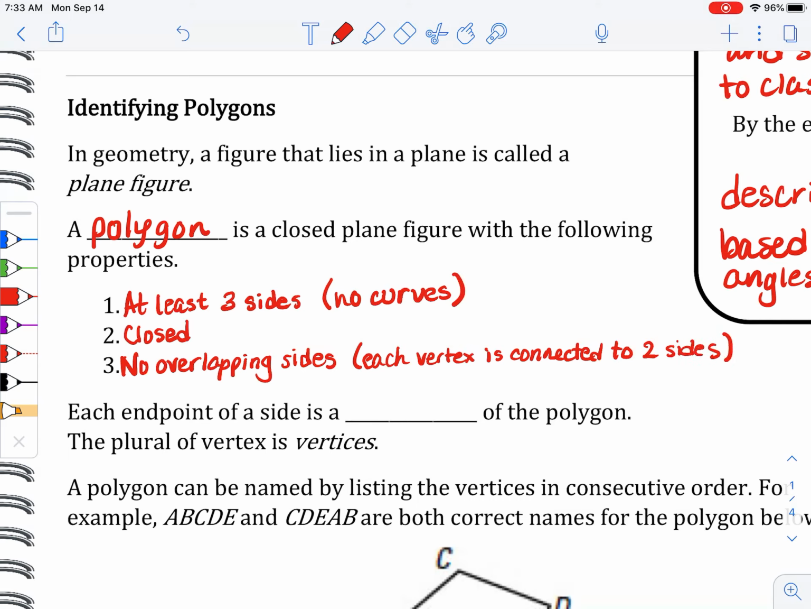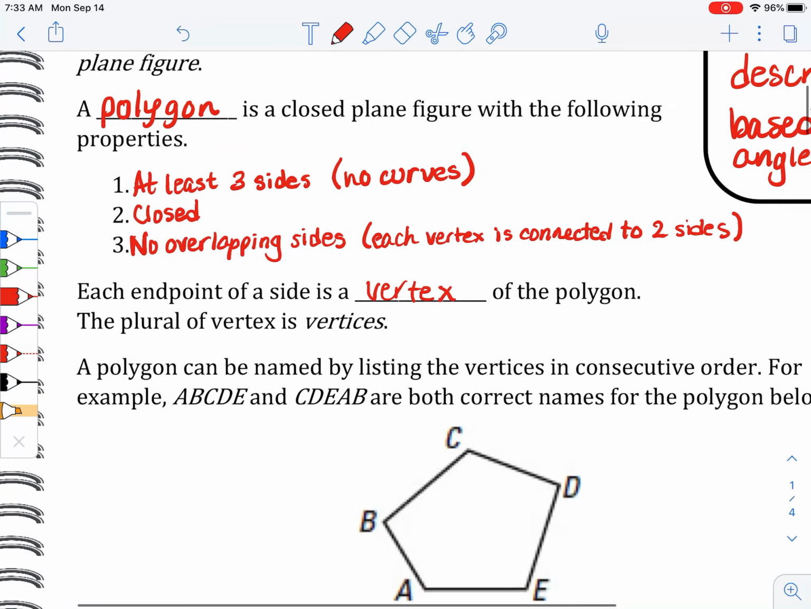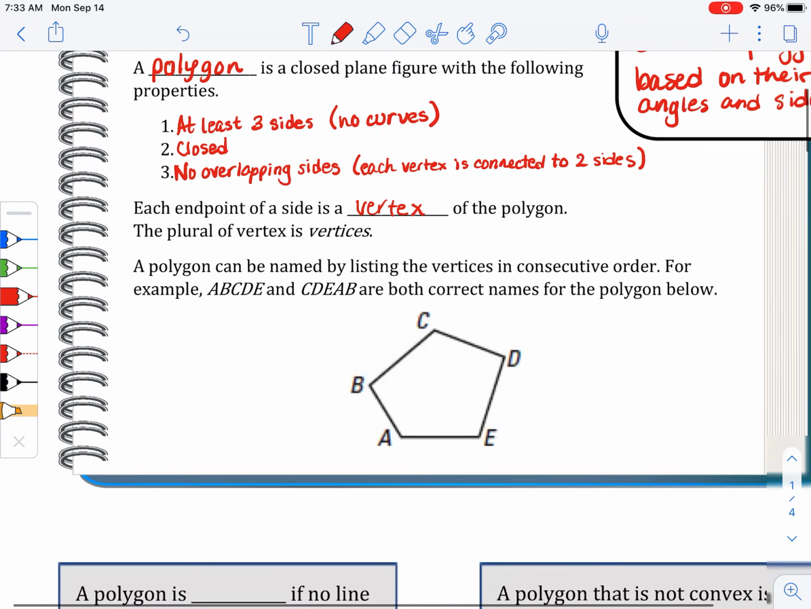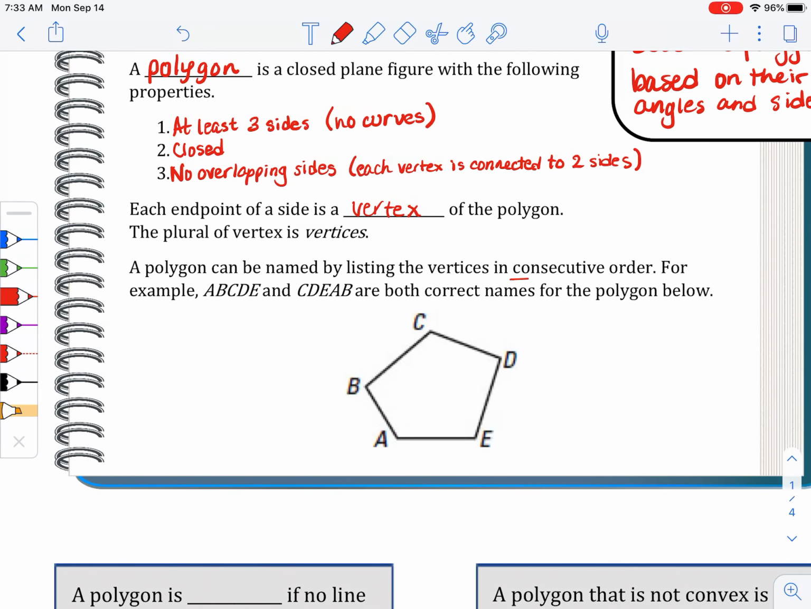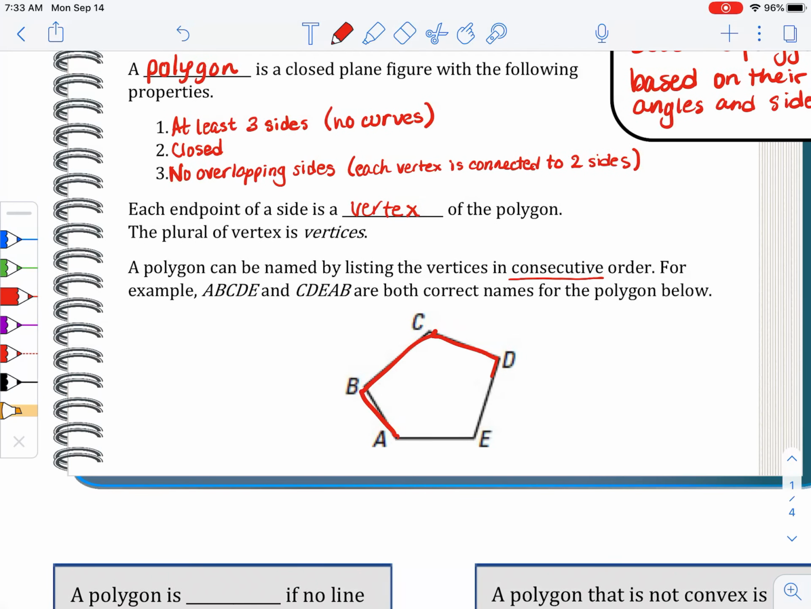And what the heck is a vertex? Well, each end point of a side is a vertex of the polygon. And the plural of vertex is vertices. So a polygon can be named by listing the vertices in consecutive order, meaning in order as you follow them. So for example, if we went A, B, C, D, E, that would be a polygon. Another way of naming this polygon would be C, D, E, A, B, and so on.